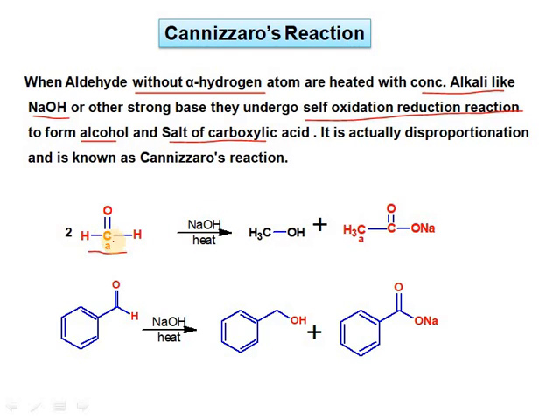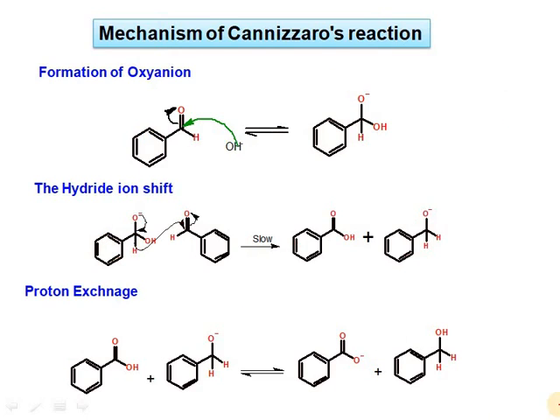So this aldehyde can be treated with sodium hydroxide, a strong base, to get one product, an alcohol like methyl alcohol, and the second product, a salt like sodium formate. Similarly, another example is benzaldehyde, which also has no alpha hydrogens. Treated with NaOH, it gives one product, the alcohol benzyl alcohol, and the second product, sodium benzoate, the salt.